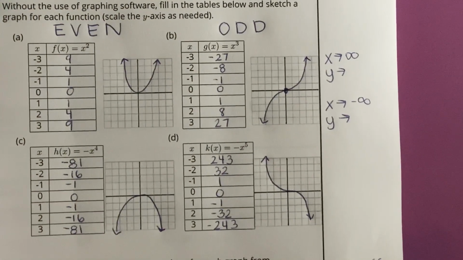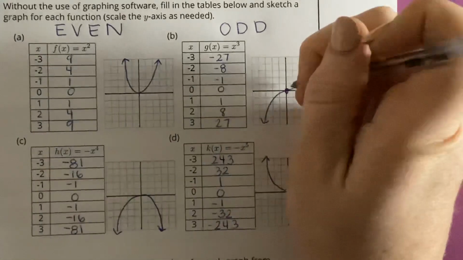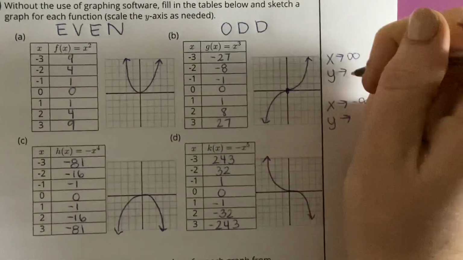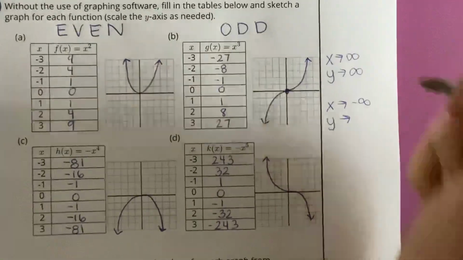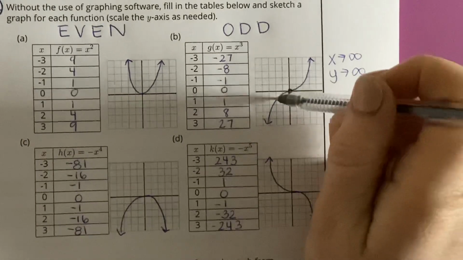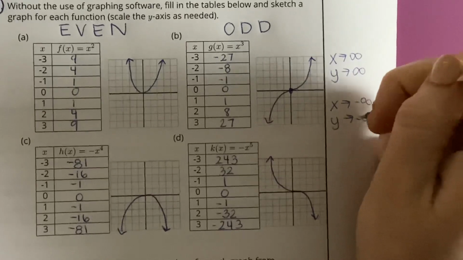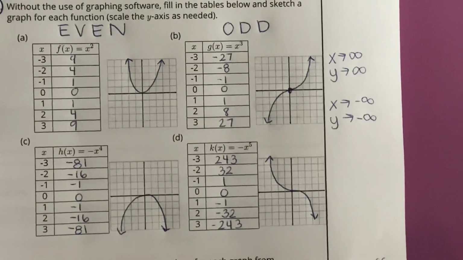All right, so as x approaches infinity, as we go to the right, does y approach positive infinity or negative infinity? Positive infinity, because it goes up. So as we go to the right, our graph's going up, so that's going towards positive infinity. As x approaches negative infinity, as we go to the left of our graph, y approaches what? Negative infinity, because it's going down. So that would be your end behavior for that second one.